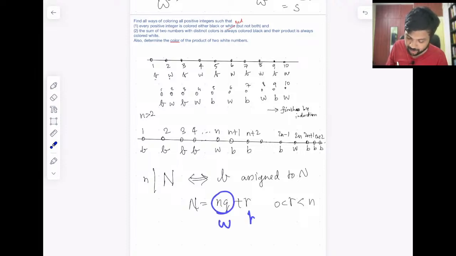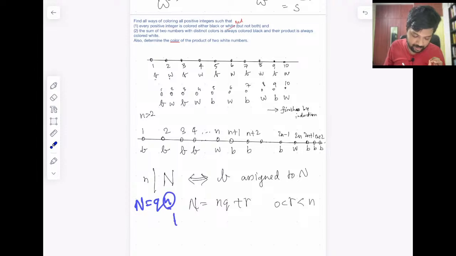R we know is black because r is less than n, right? All the numbers initially are black, and black plus white is white. Black plus white is black. So we are done. So we would have proved that if n does not divide capital N, then black is assigned to n. In the other case, when n divides N, once we have proved that any number into white is white, capital N, small n divides N means capital N is a multiple of n, and n is white. So therefore we are done.